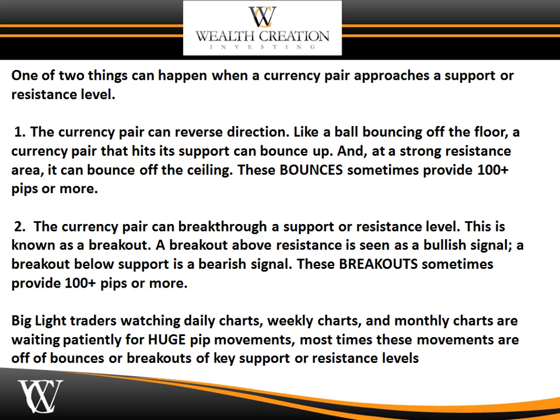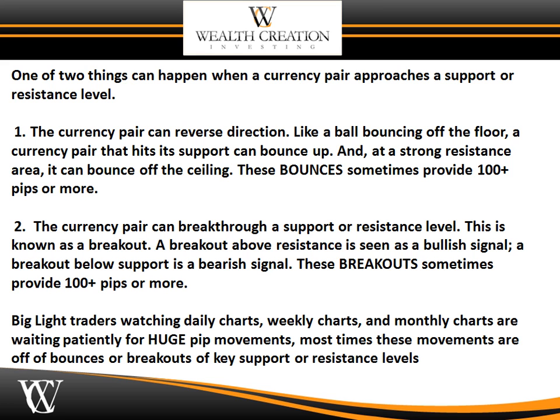Now, one of 2 things can happen when a currency pair approaches a support and resistance level. It's a real simple concept. The currency pair can reverse direction. It's like a ball bouncing off the floor. Think of a basketball. A currency pair that hits its support can bounce up, and at a strong resistance area, it can bounce off the ceiling. These bounces sometimes provide 100+ pips or more.